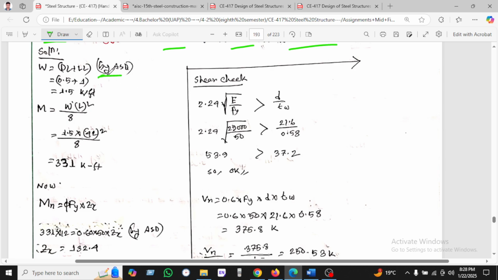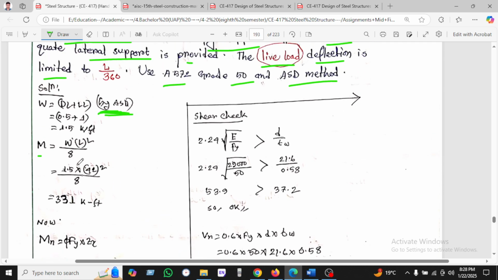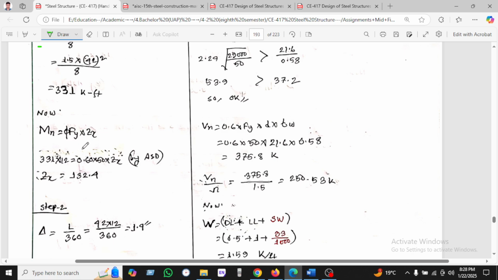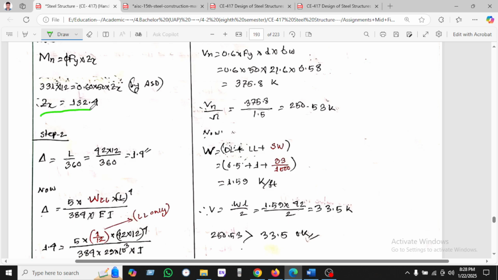As we are using the ASD method, if we use the LRFD method, then we can use the multiplication factors such as 1.2 dead load plus 1.6 live load. But we are not using multiplication factors, as we are using the ASD method. And as it is simply supported, we know WL squared by 8 gives the moment, and we found 331 kip-feet. And using the ASD method, Mn over omega equals Fy into Zx. In this way we found that Zx is 132.4.